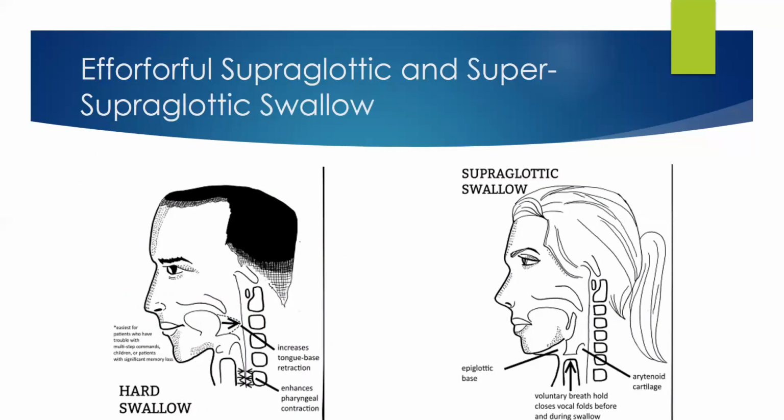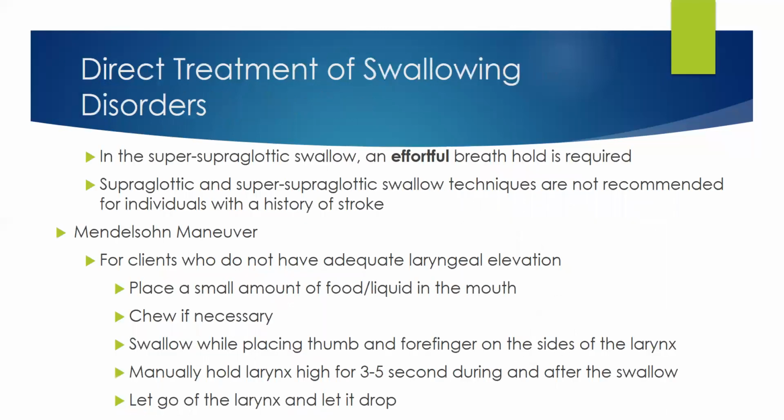Again, the supraglottic swallow is another tried and true technique. They take a pre-swallow breath hold so that the vocal folds are closed, they're holding their breath, they have extra air in, they swallow, cough and clear out, and then swallow and clear it down. Now in the super-supraglottic swallow, the degree of breath holding is more enhanced. So we get them to really bear down, and this creates quite a bit of force.